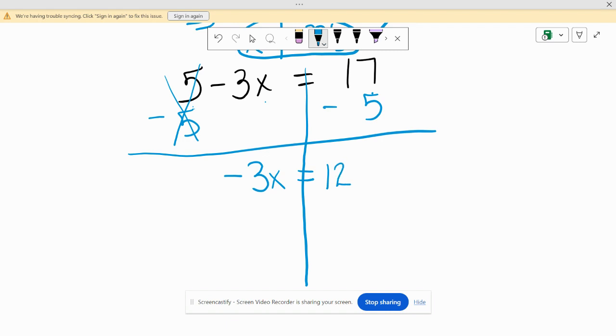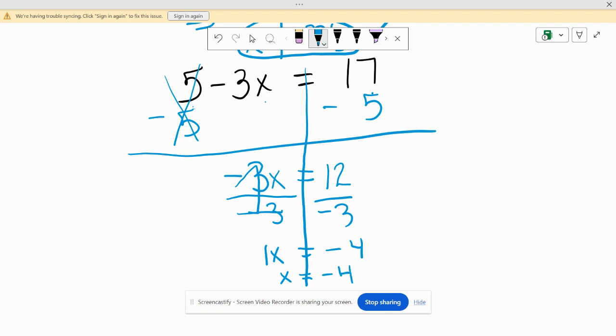And now for my final step, I need to do the opposite of multiplying by -3, which is dividing by -3. And over here, when I have -3 divided by -3, that is 1. So I'm left with 1x equals 12 divided by -3. A positive divided by a negative is a negative, so it's -4. You could leave it written like this, but this is the same as x equals -4. 1x and x are the same thing.